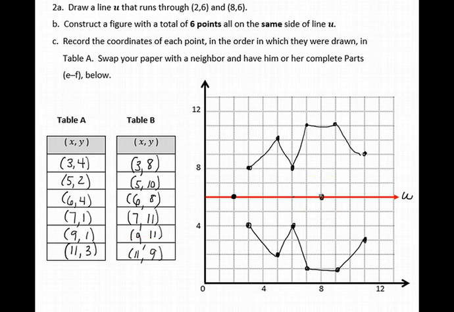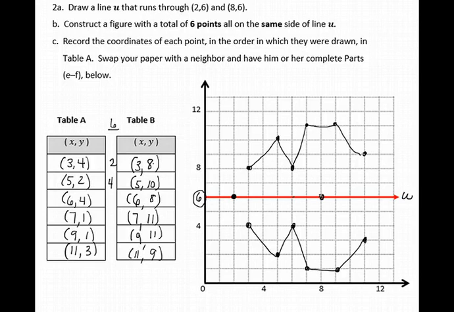Now let's see if our pattern holds true from the last table. Well, if I look, my x coordinates all match. And now let's look at the y coordinates. Well, this time my line of symmetry runs through point 6 on the y coordinate. So let's see how our numbers compare to 6. 4 is 2 away from 6. 8 is 2 away from 6.